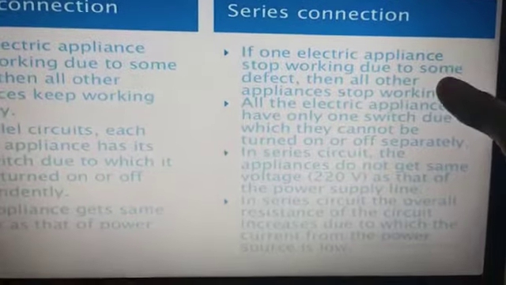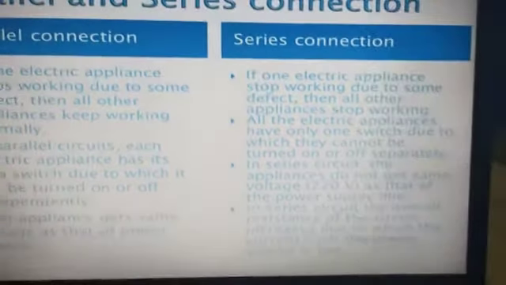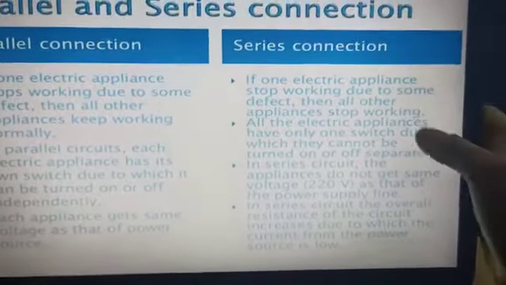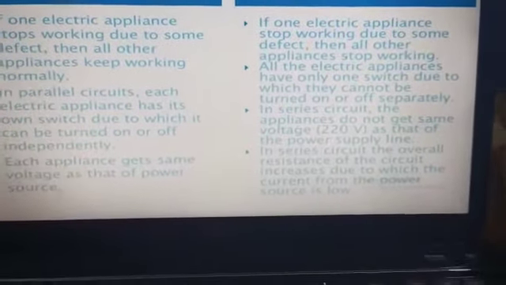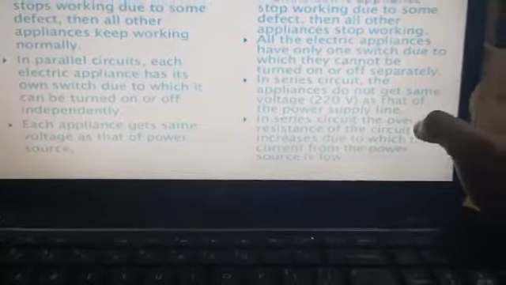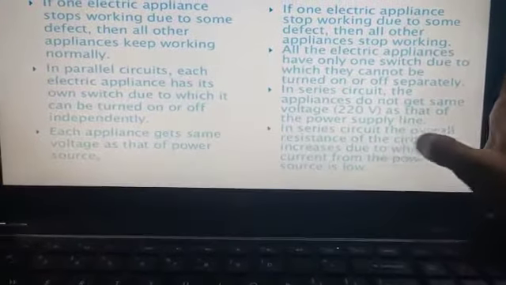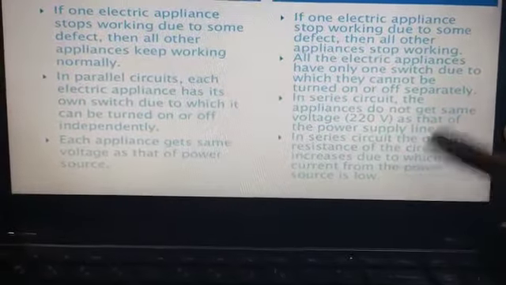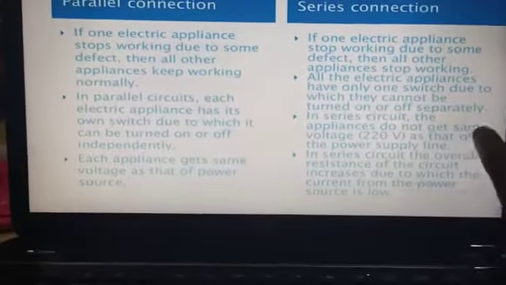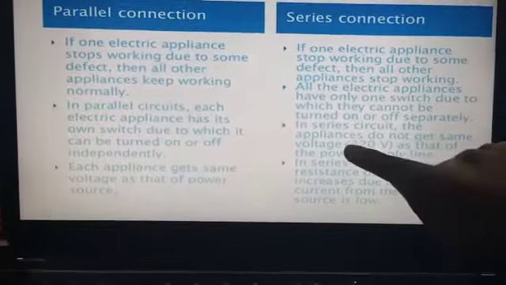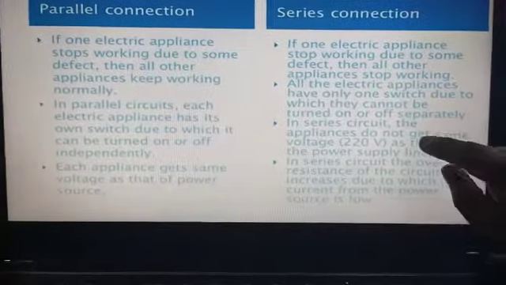But in series connection, if one appliance stops working, then all the other appliances also stop working. All the electrical appliances have only one switch, due to which they cannot be turned on and off separately. And in a series circuit, the overall resistance of the circuit increases, due to which the current becomes low, and the appliances do not get the same voltage as in the power line.